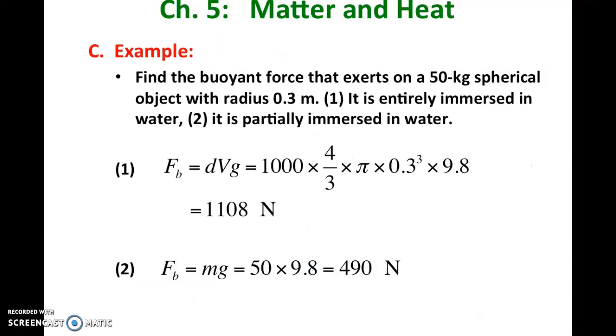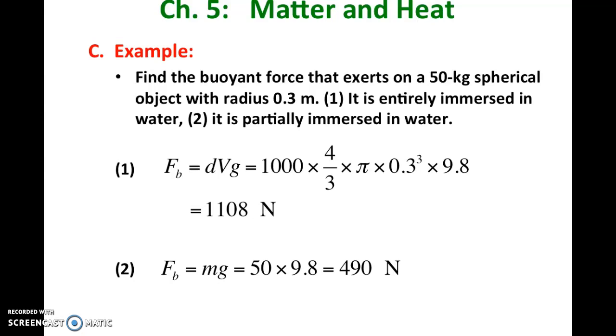For example, find the buoyant force that exerts on a 50 kilogram spherical object with radius of 0.3 meter by water, when the object is entirely immersed and when it is partially immersed.